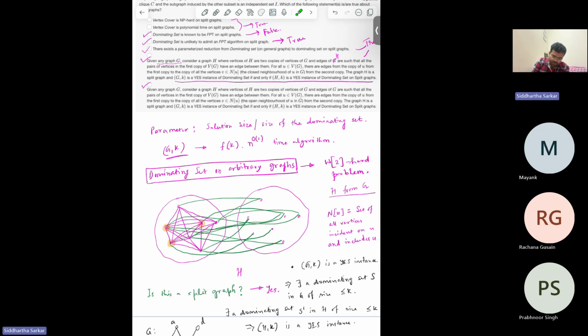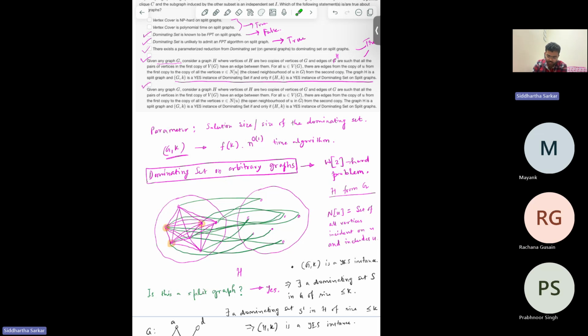For every vertex u in the original graph, they draw edges to those copies which are neighbors of u, including u. So these crossing edges are formed.